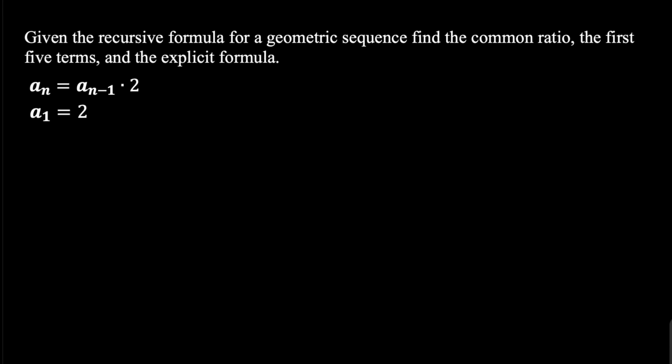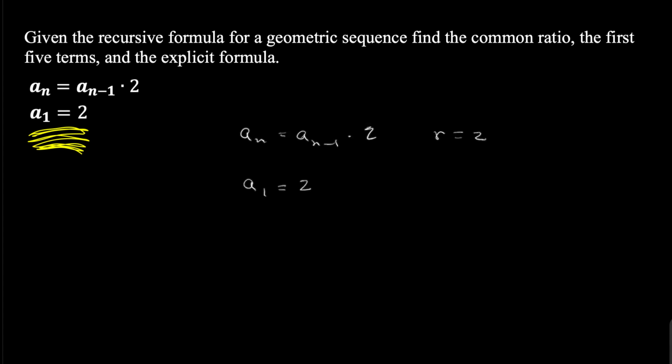Here they said, given the recursive formula for a geometric sequence, find the common ratio, the first 5 terms, and the explicit formula. They said here an equals an minus 1 times 2, and a1 is equal to 2. Since an is equal to an minus 1 times 2, it means that the common ratio is 2, because an is equal to the previous term times the common ratio. So we know that r is equal to 2, and we have a1 is equal to 2 also.